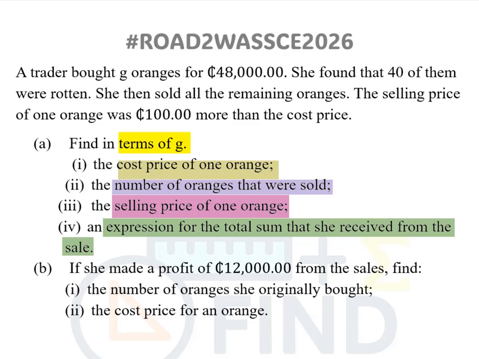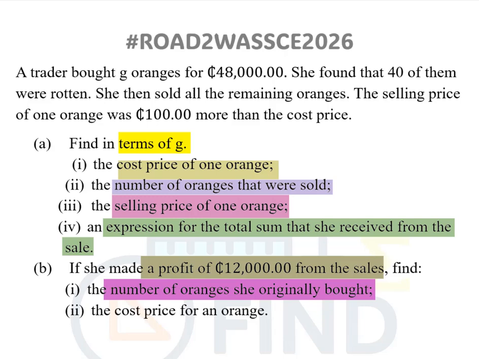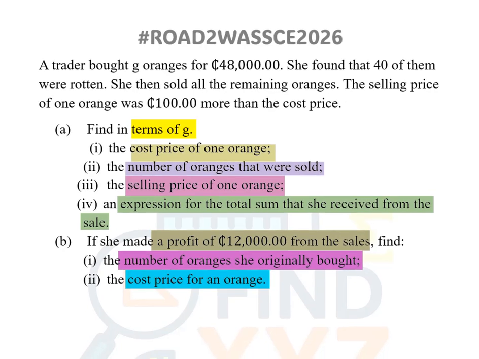Then the second part, you have been told that if she made a profit of 12,000 Ghana cedis from the sales, you have been tasked to find two things. The first one is the number of oranges she originally bought, then the cost price for an orange. So let's dive in. What do we know?